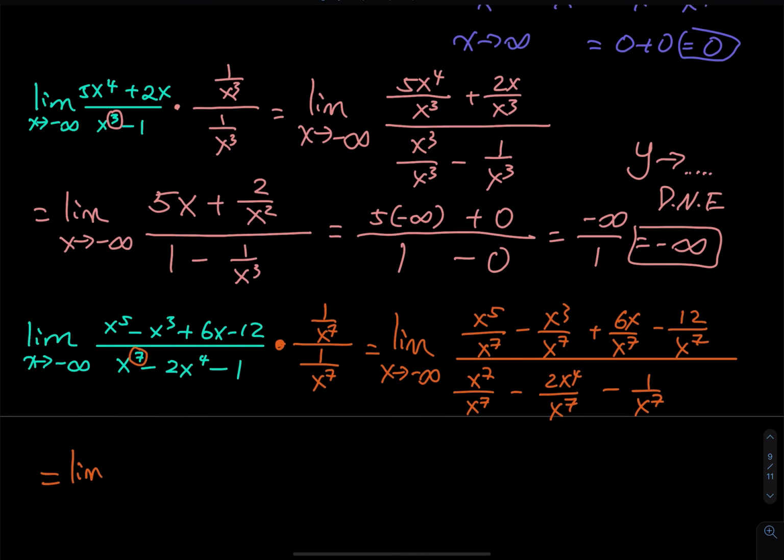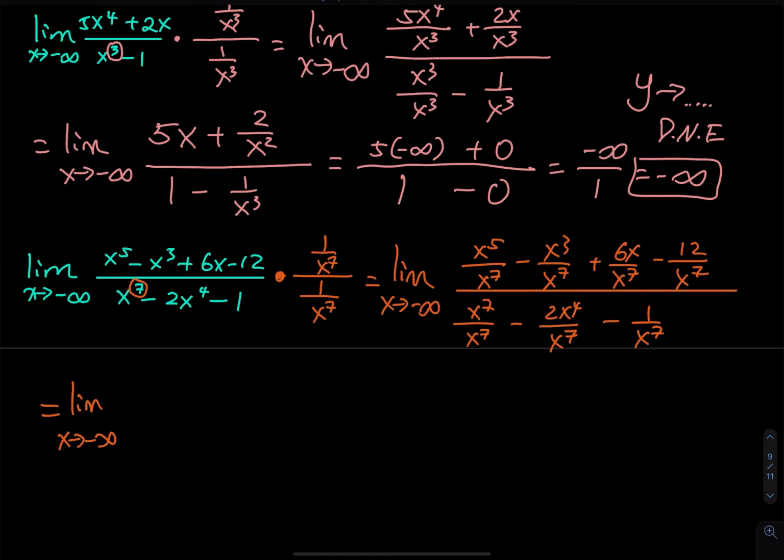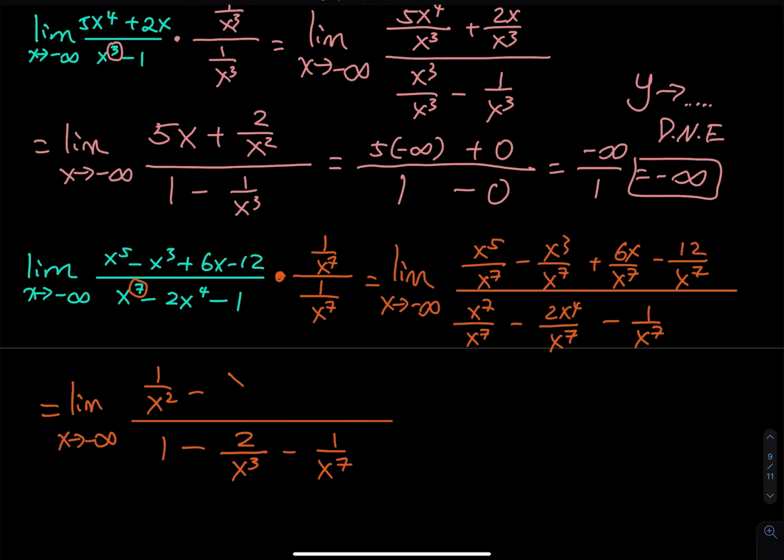And then limit as x approaches negative infinity. The denominator, I have 1 minus 2 divided by x to the third minus 1 divided by x to the 7. On the top we have 1 divided by x squared minus 1 divided by x to the 4th plus 6 divided by x to the 6th minus 12 divided by x to the 7. Let me make sure I got everything right. 2, 4, 6, and 12.